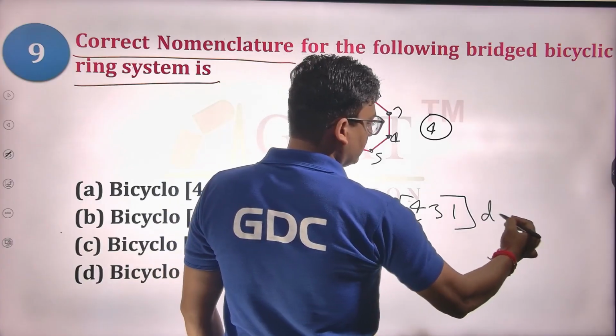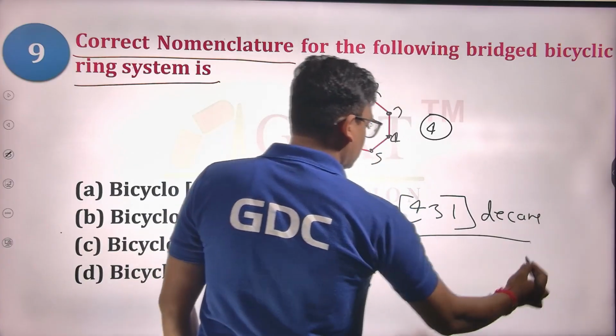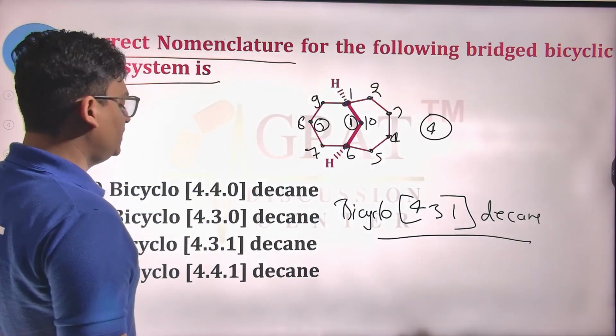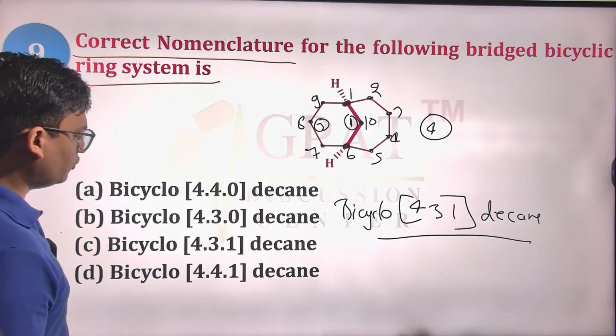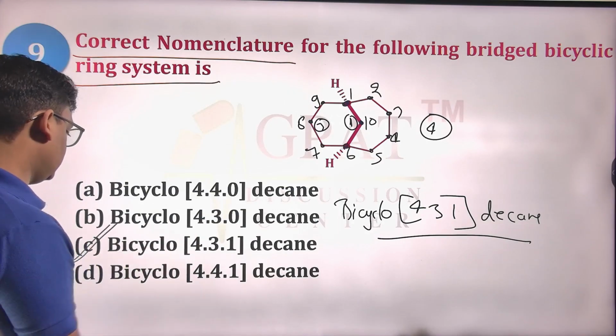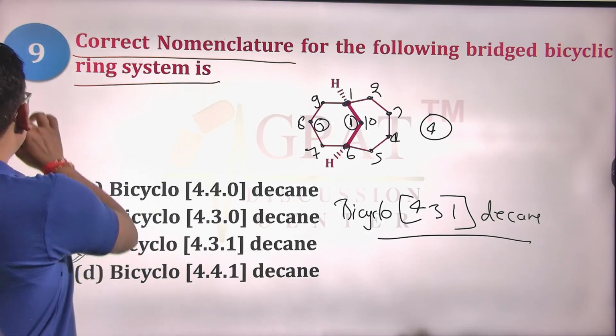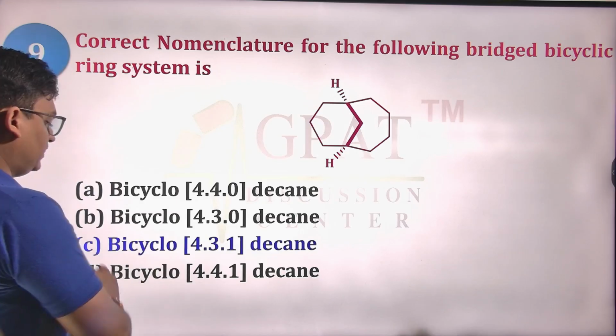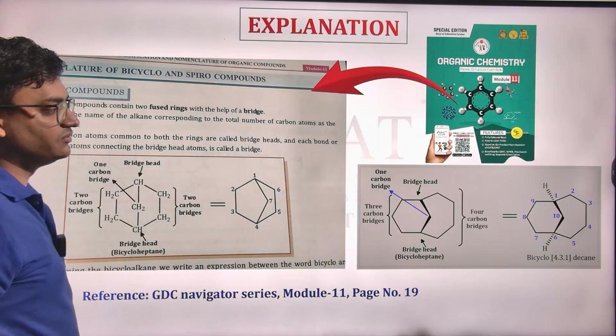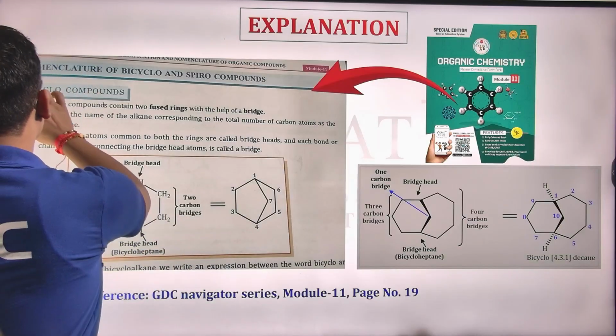4, 3, 1 decane. And this is all about the nomenclature of the bridged ring system. So we have bicyclo 4, 3, 1 decane. So C is the right answer, and C will be the correct answer for such kinds of questions.